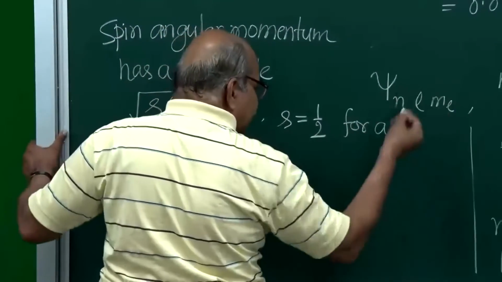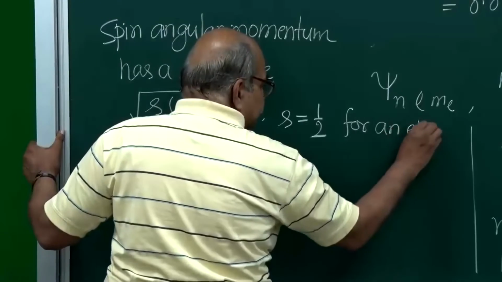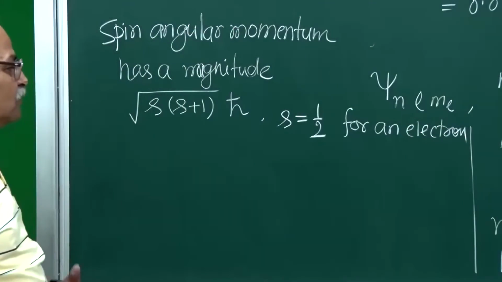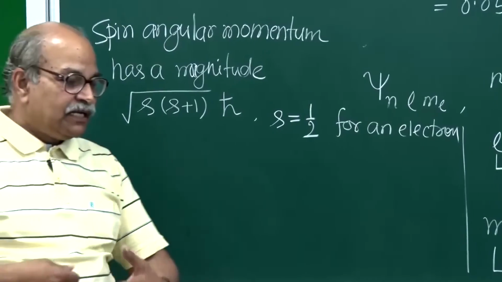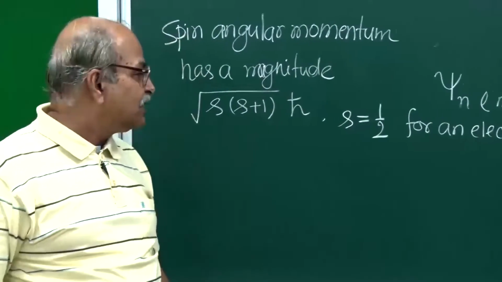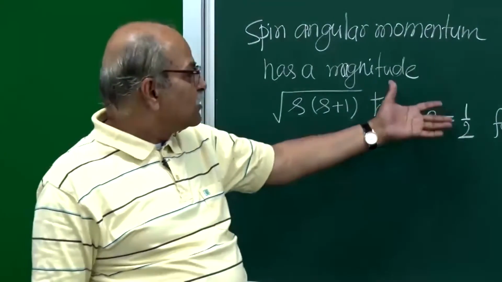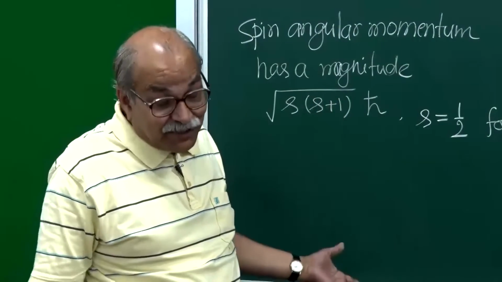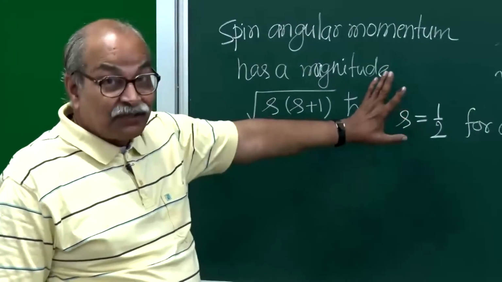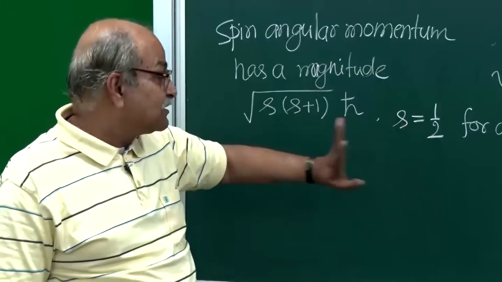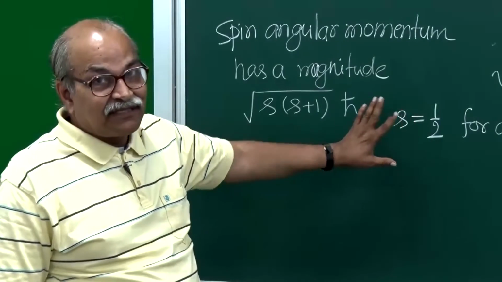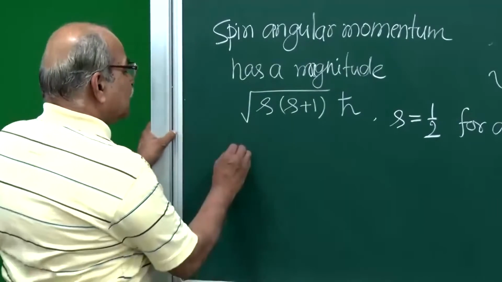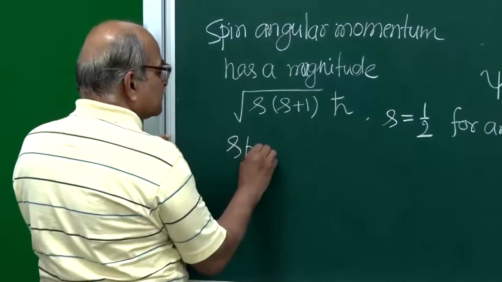For any electron, all electrons, and in fact all protons also, all neutrons also, there are many fundamental particles, they will have a spin angular momentum of this magnitude. Other magnitudes are also possible for other particles, but for protons, electrons, neutrons, there is a fixed angular momentum magnitude. So we call them spin half particles.